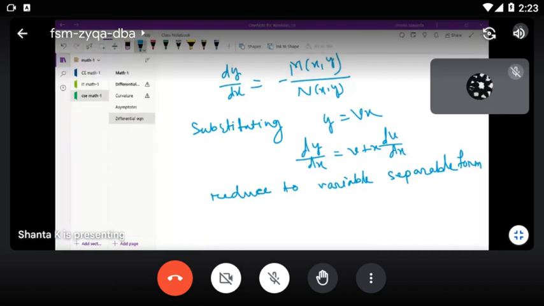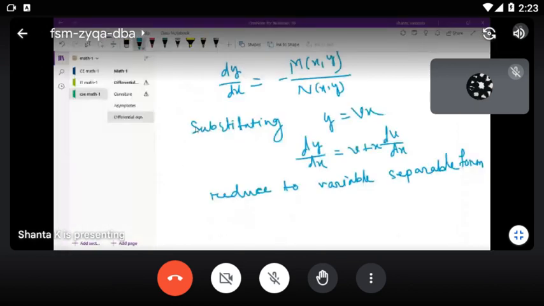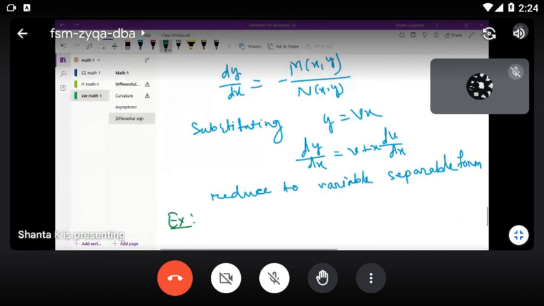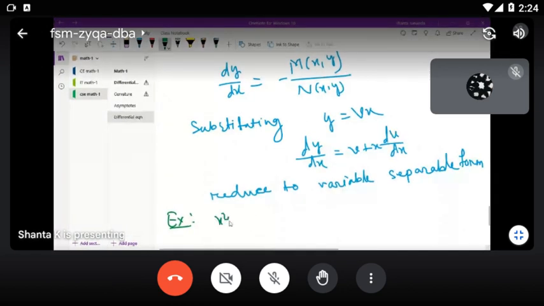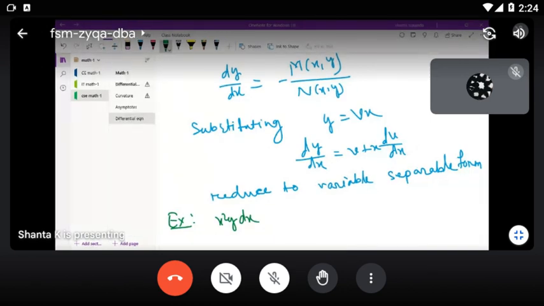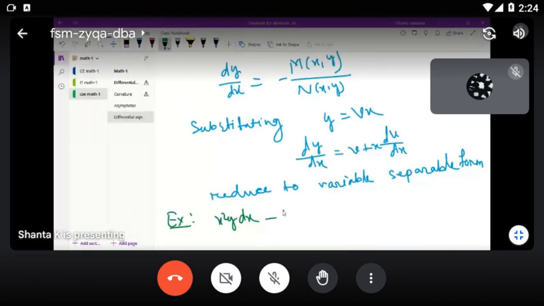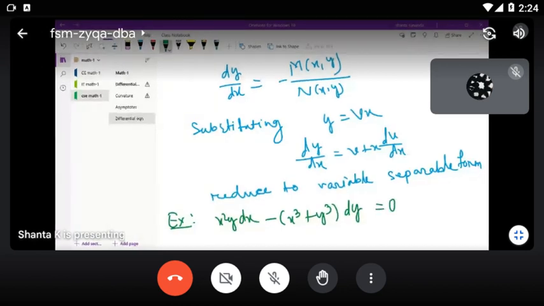Okay. So you see one example: x square y dx minus x cube plus y cube dy equals 0. So here you can try.